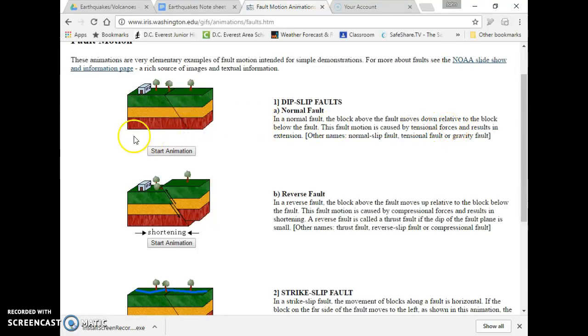Okay. So again, down below the animation, you're going to see the tension stress, and you're going to see the fault blocks move. Okay, so there's our downward motion. As you can see, we're pulling the rock apart, putting tensional force on it. And you get the downward motion.